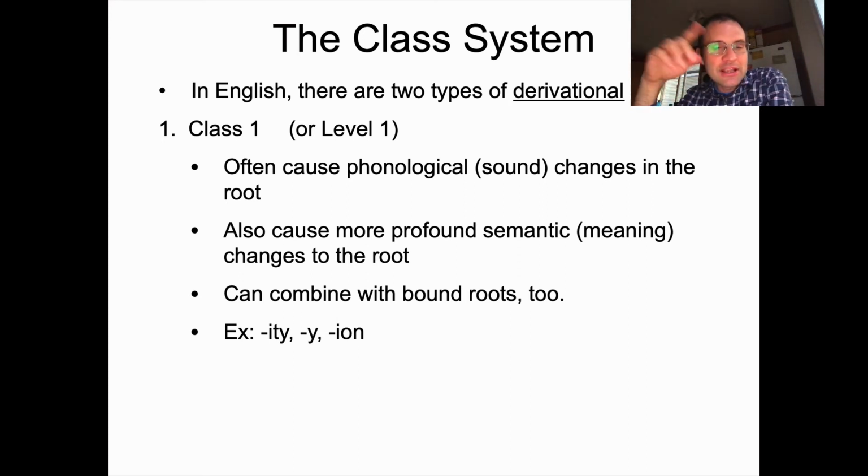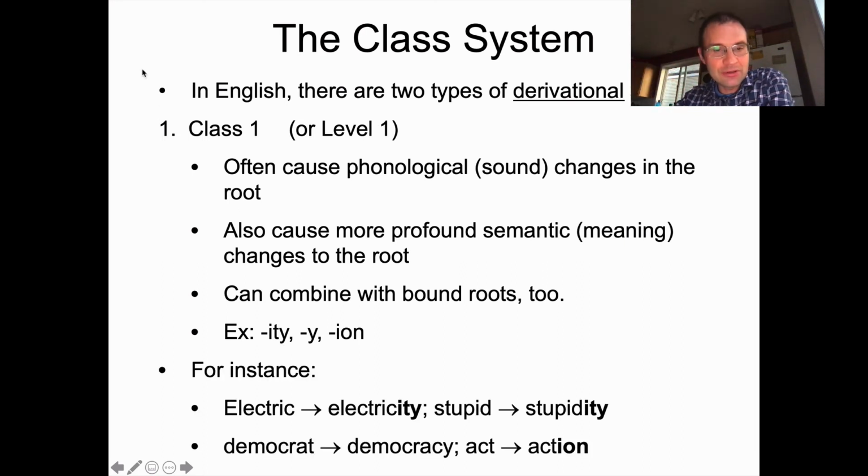So these may change the sounds that we pronounce when we actually say the root form of the word, and they may also give you an entirely different meaning from the basic root form of the word. They can also combine with bound roots as well. I've got some examples here in terms of just the bare morphemes themselves, like ity, e, and ion, but I'll show you some specific examples too. So let's say we have the ity morpheme we're playing around with. Oops, I forgot to bold something here. But ity can attach to the word electric and give you electricity.